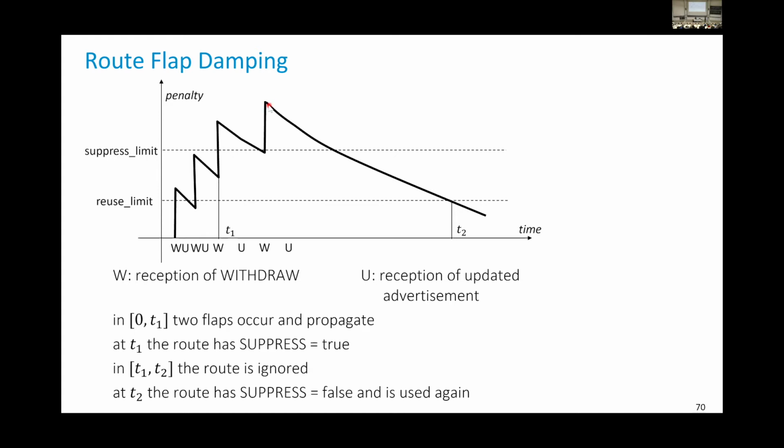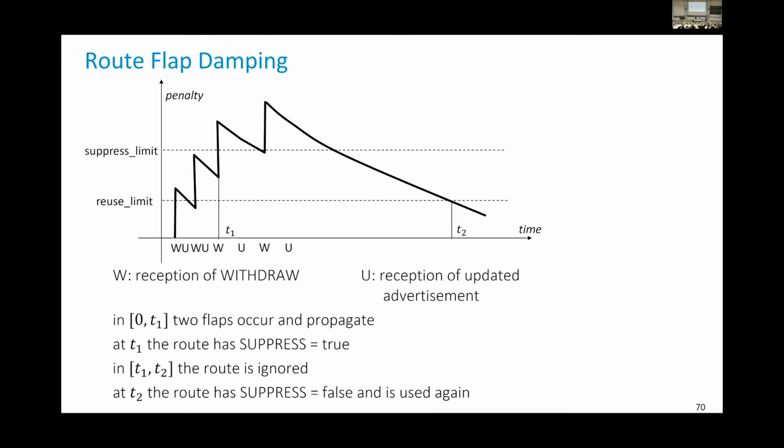Here at this time, the route is withdrawn, which means that a route which is withdrawn is in fact not deleted from the rib in. It is kept in the rib in with a penalty value. And then the route is installed again, and then the penalty decays exponentially. And then the rules are, when the penalty hits the suppress limit, then the route is suppressed.